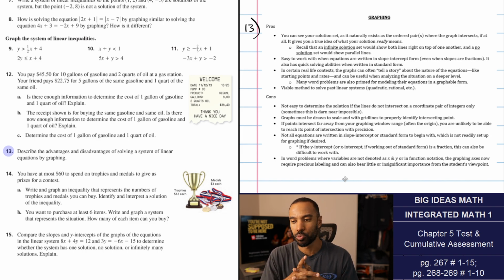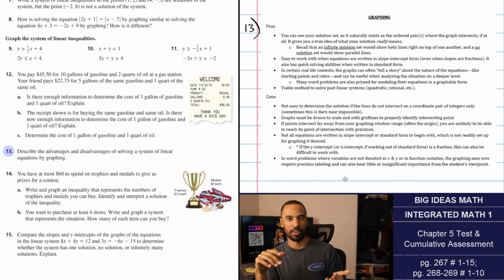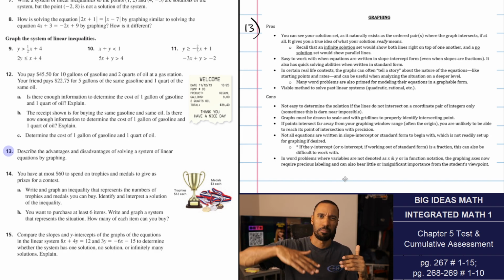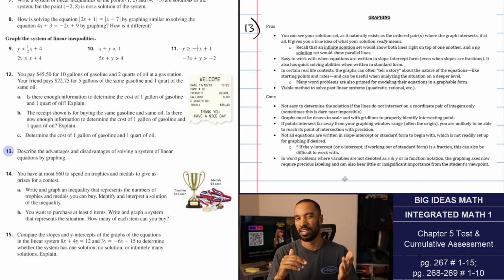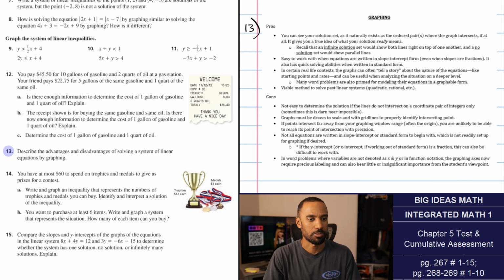And in word problems where variables are not denoted as x and y, the graphing axes now require precious labeling and can bear little or insignificant importance from the student's viewpoint. So if we're talking about berries and grapes and finding their point of intersection and things like that, you have to redefine them as x and y or call them b and g and make sure that you understand what it means for this to be higher up versus that. Now it's berries and grapes. It's not time and distance, and it just gets a little weird in those scenarios, or just x and y straight up. So that's my pros and cons list.